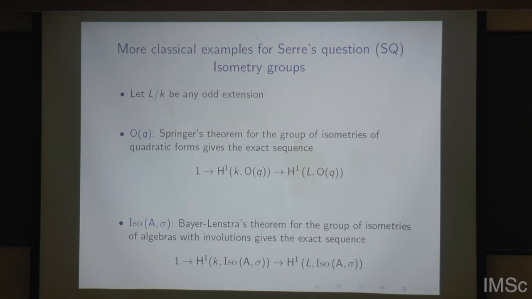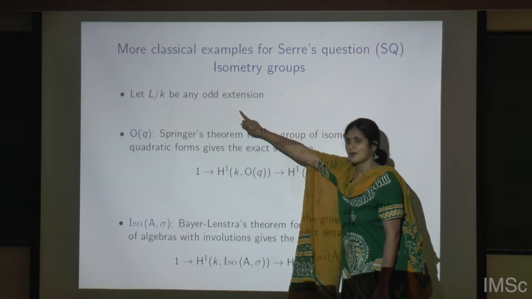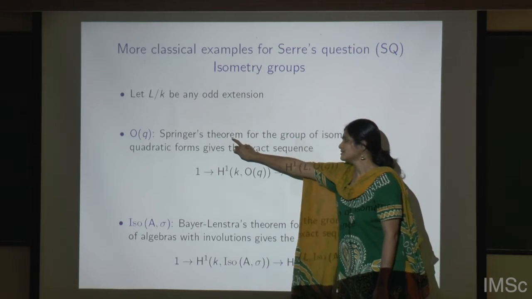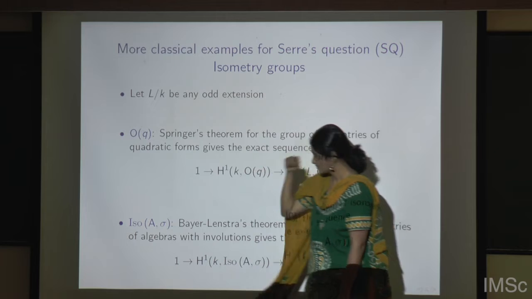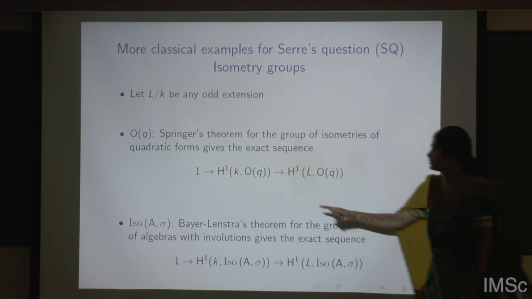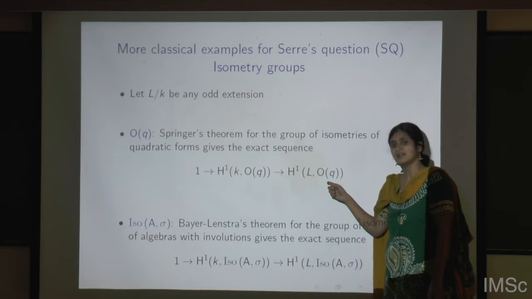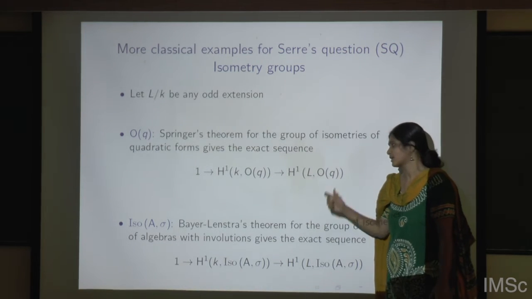Okay, and there are several more very well studied examples. Let me just mention 2 of them. So this is stated for an odd extension, right? You just have an odd extension. What is Springer's theorem? It's the theorem for orthogonal groups. So this preserves the quadratic form Q, and it just tells you that if you go to an odd degree extension, then the kernel is trivial. So if you have an element, it becomes trivial after an odd degree extension, it's trivial to start with.